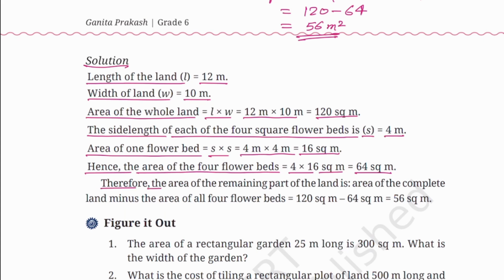Therefore, the area of the remaining part of the land is the area of the complete land minus the area of all 4 flower beds, that is 120 square meter minus 64 square meter is equal to 56 square meter.